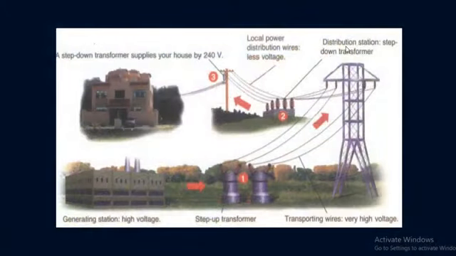Then we have the distribution station, which is step down. Why? Because the coil of the primary one is more than the secondary one, so the voltage of the secondary one is lower than the primary. And this is the local power distribution wire, which has lower voltage. Then it goes to the house. This is how we get electricity in our home.